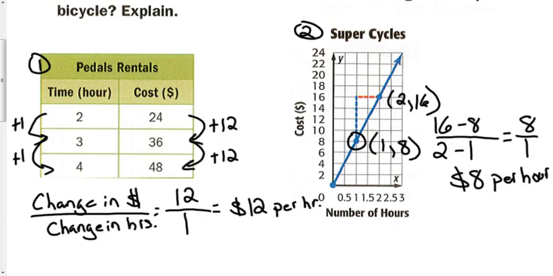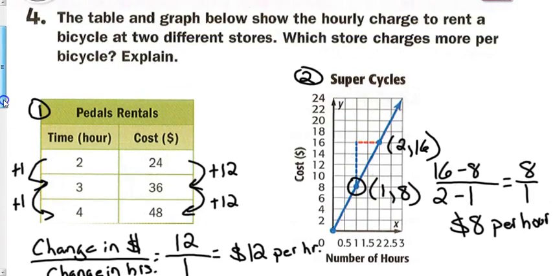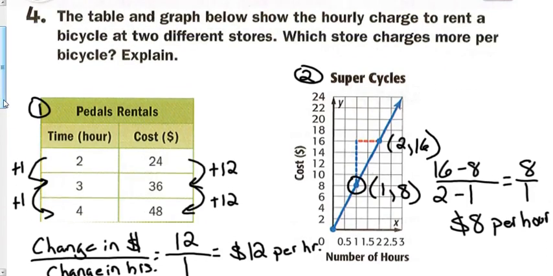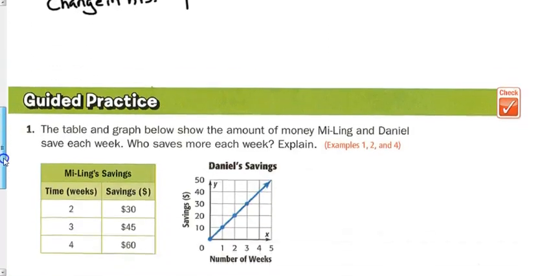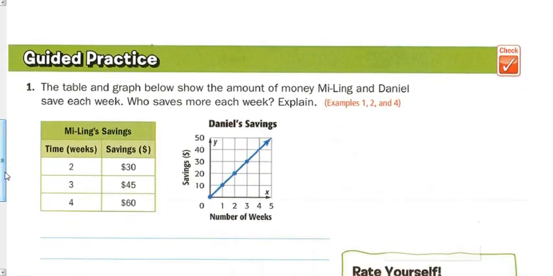So ask yourself the question, which store charges more per bicycle? It would appear that Pedals Rentals charges more because they charge $12 per hour, whereas Supercycles only charges $8 per hour. So go ahead, check out your guided practice, see what you guys can do.